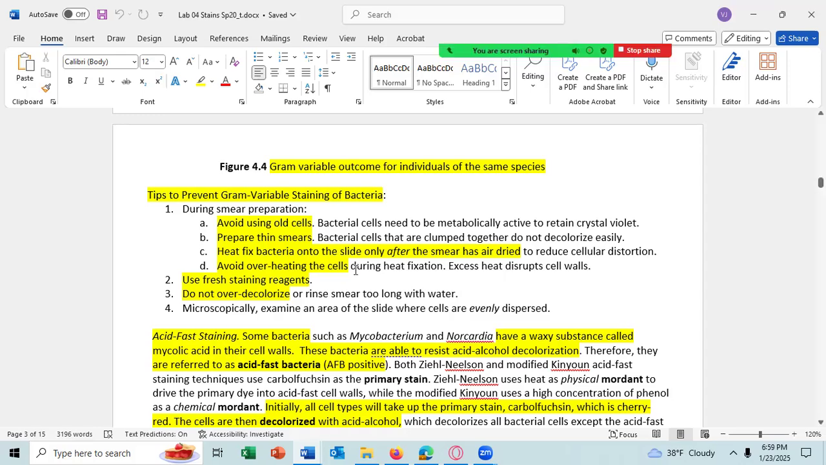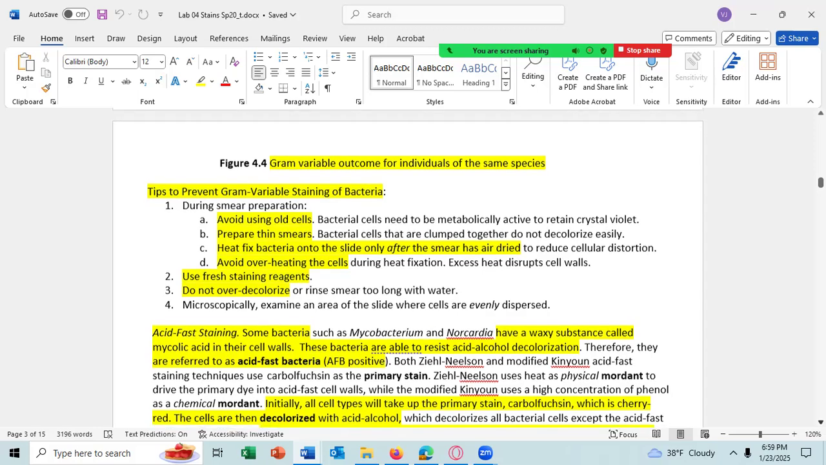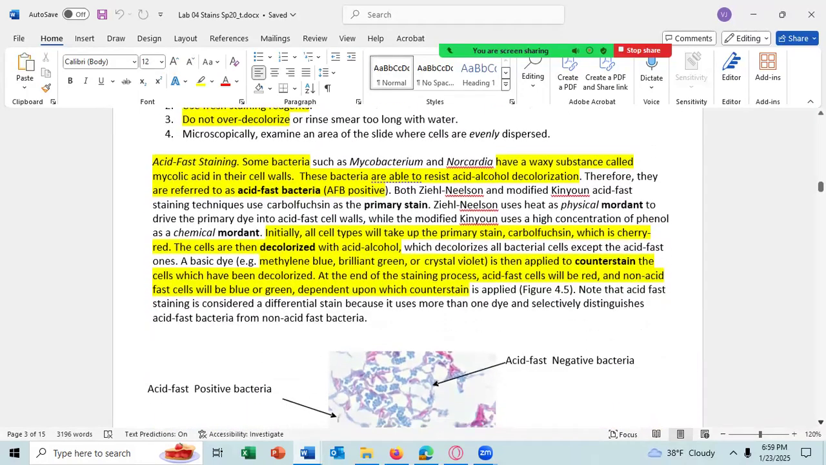Obviously, use fresh staining reagents. Do not over decolorize. And I can tell you, do not under decolorize as well. Any question about the Gram stain? We'll talk more about the Gram stain later in this lab.